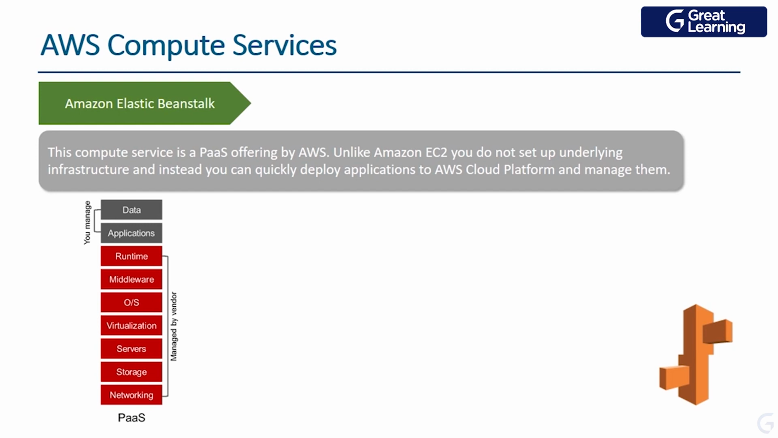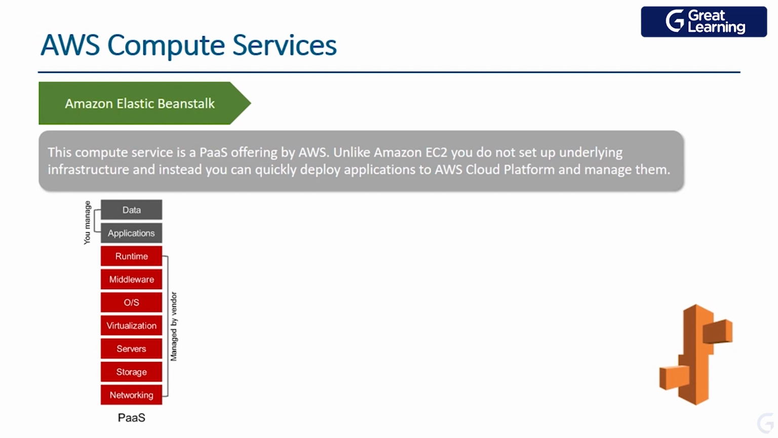We've already discussed what platform as a service is. You can see on the screen on the left-hand side there's a small image that tells you it's a PaaS offering. That means my vendor takes care of everything, right from networking to runtime, whether it's middleware, operating system, virtualization, servers, and storage. Everything is managed by my vendor. All I manage is the application or the data that I have to control.